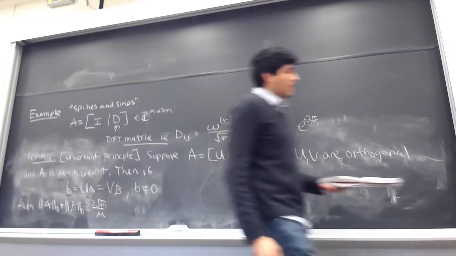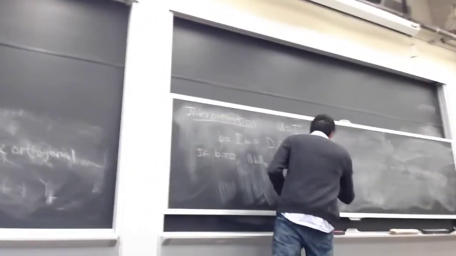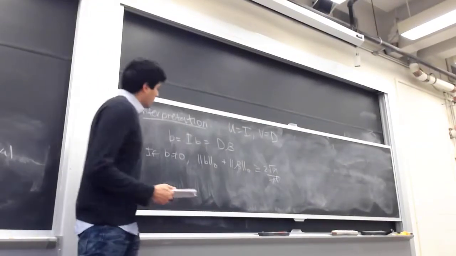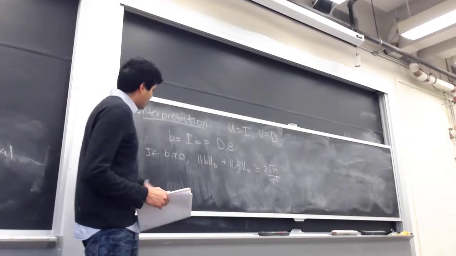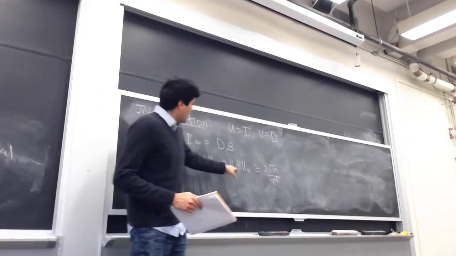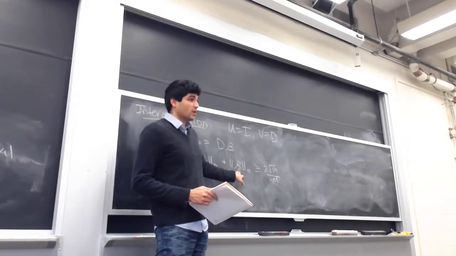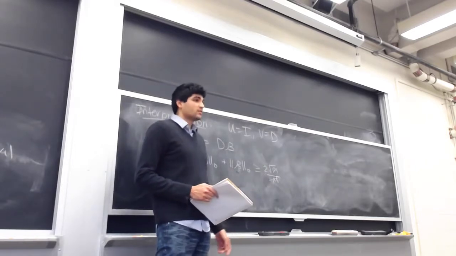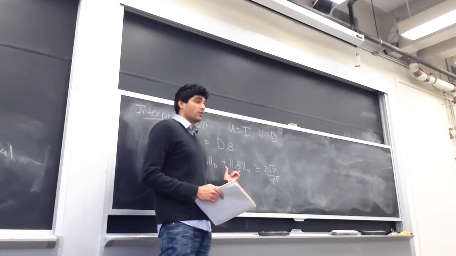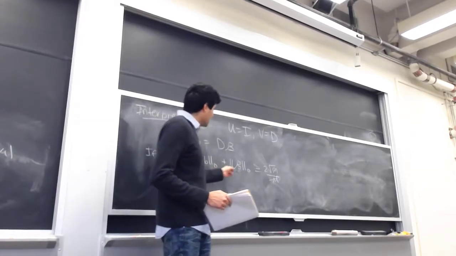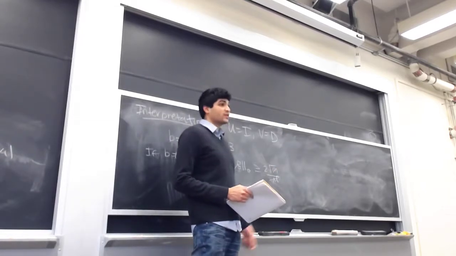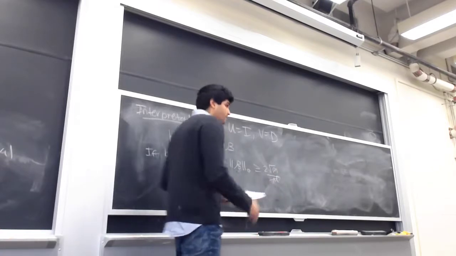So in that case, we can actually set mu to be 1 over root m. And what we're really saying is that any signal and its Fourier transform, if it's non-zero, have to have at least 2 times root n non-zeros in total. So at least one of the two, either b or beta, has to have at least root n non-zeros.